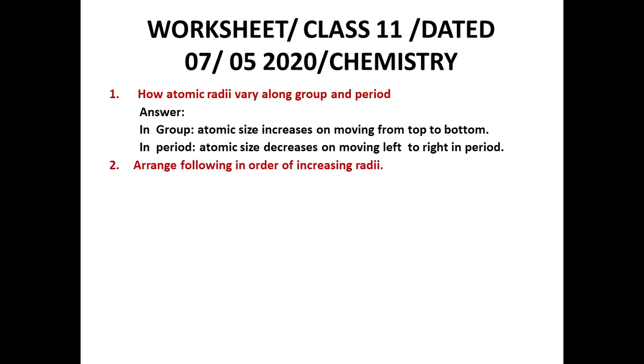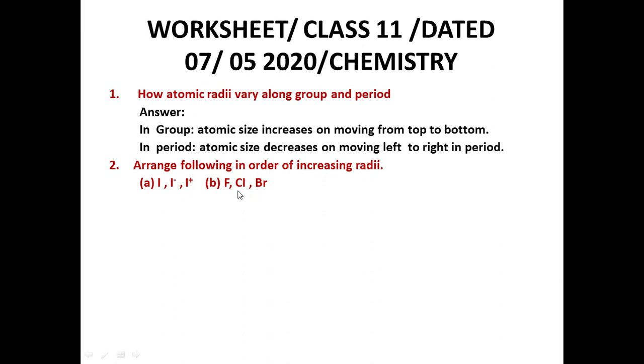Come to the next. Arrange the following in the order of their increasing radii. There are two sub-questions. Sub-question A: I minus and I positive. This question comes from the atomic radii section. As we know, an anion is always bigger than its parent atom, and a cation has a smaller ionic radius than its parent atom. So the correct order is I plus, then I, and then I minus.